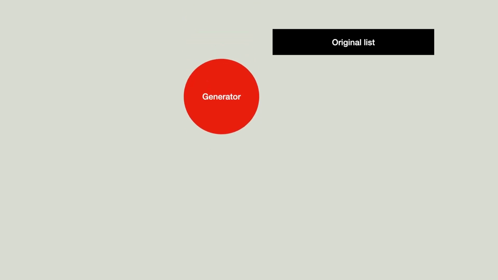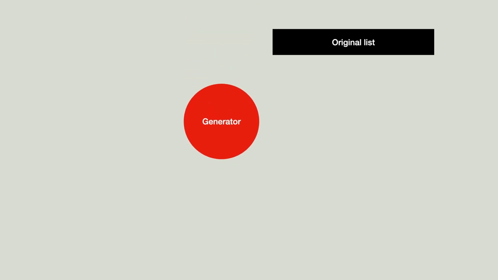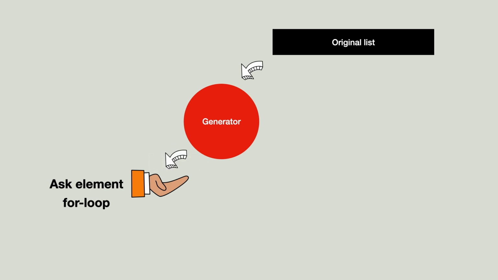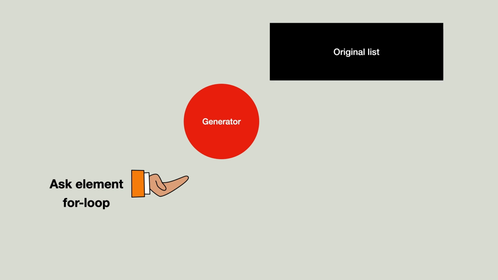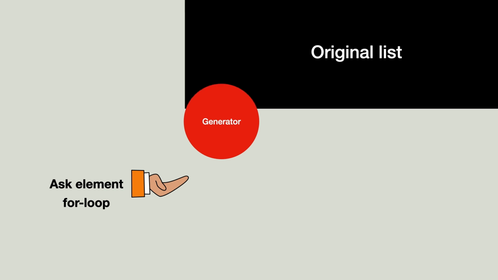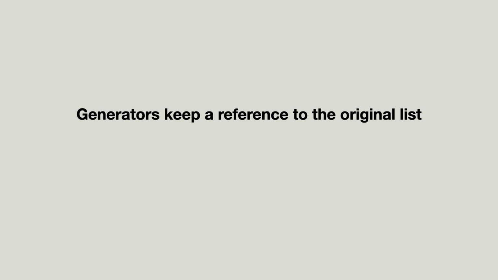But there is something interesting with the result list. It is not a list, but a generator. Once an element is requested by the for loop, the generator requests an element in the original list, processes it, and produces the result for the for loop. Initially, there's a bit of overhead to create the generator, but its size will remain the same, even if a huge list is iterated. So generators keep a reference to the original list.